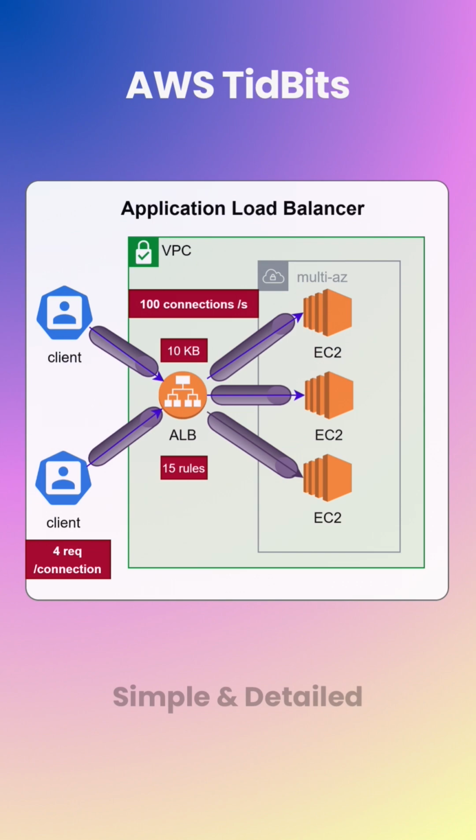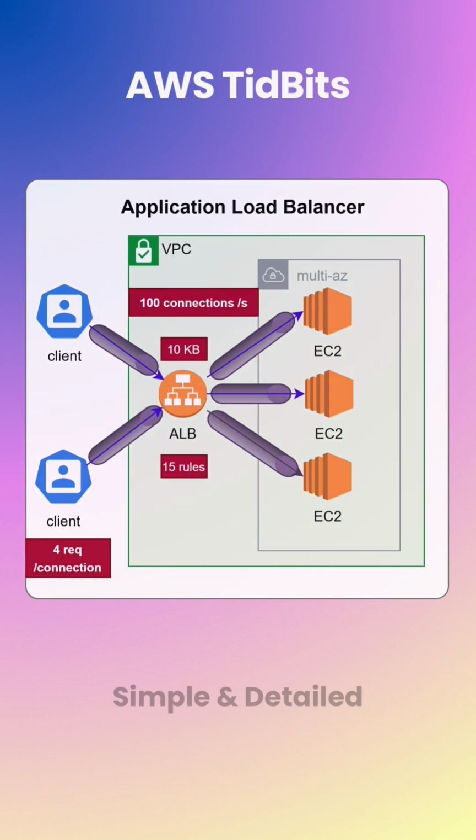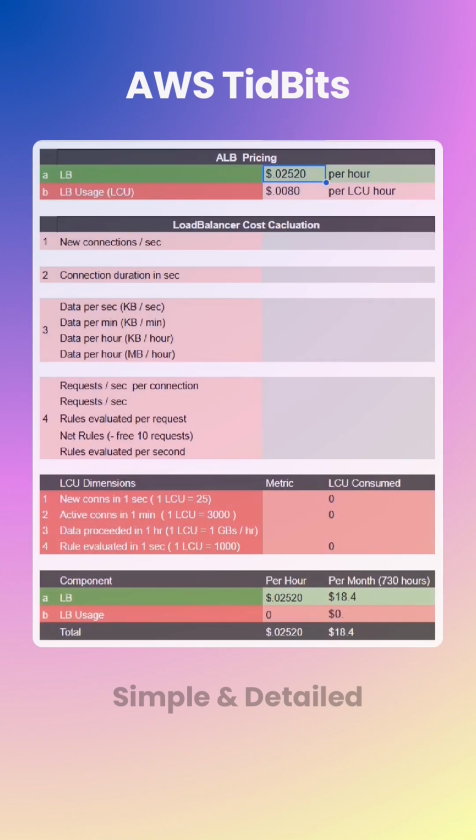One thing to keep in mind is the difference between connection and a request. Once a connection is established between two endpoints, it can have one or more requests. Let's see a sample calculation.